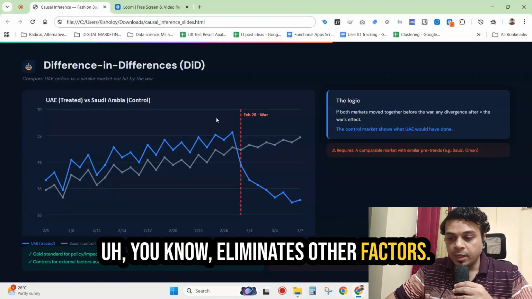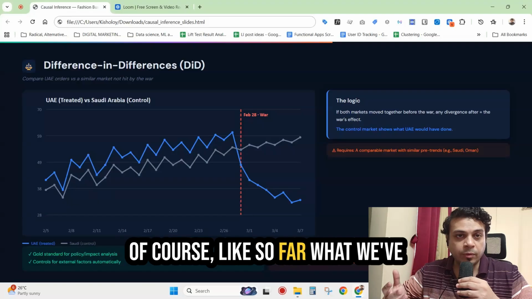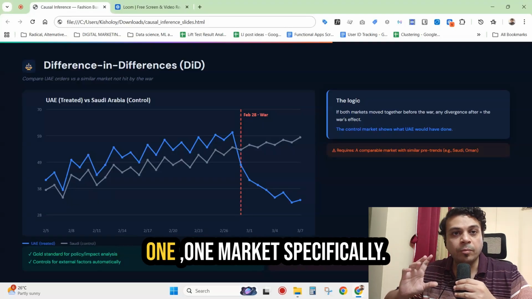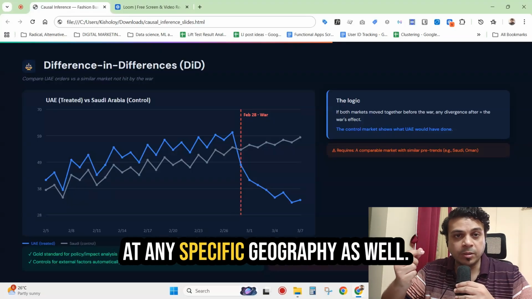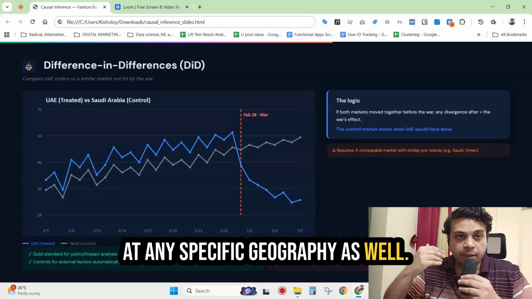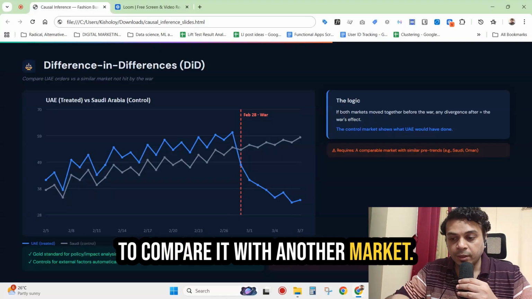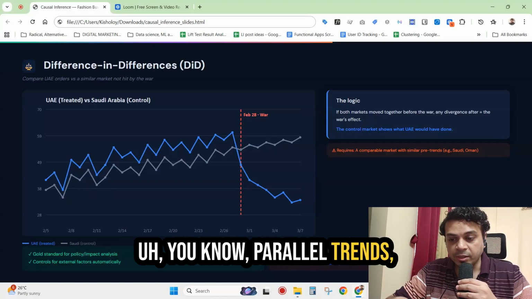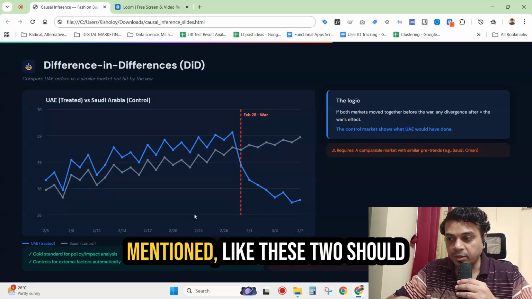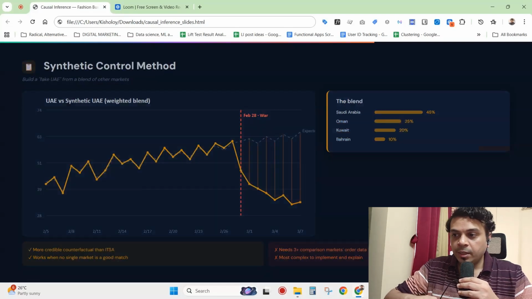The other thing is, of course, that so far what we've been talking about is data from one market specifically. So suppose for entire UAE, or you might be looking at any specific geography as well. But in this case, you actually need to compare it with another market. And the parallel trends assumption must hold, like I just mentioned: these two should be moving in the same way.